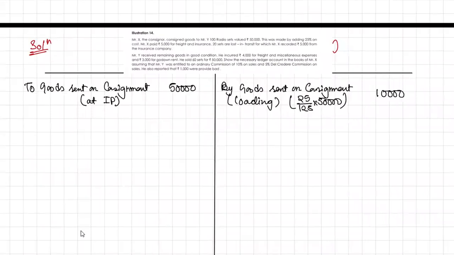So see what actually happened. Now my book shows entry of only 40,000. Correct? Now he has made some expenses to bank account, expenses and freight and insurance. So we'll just write expenses 5,000.